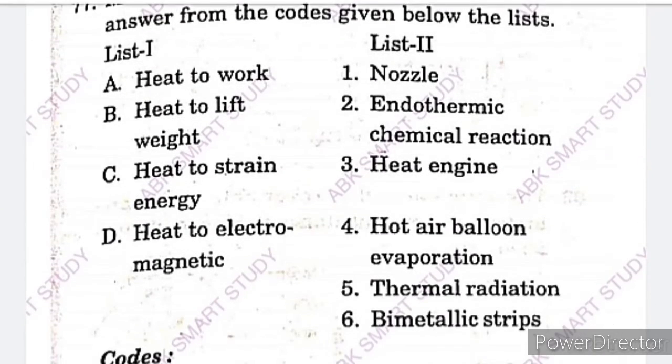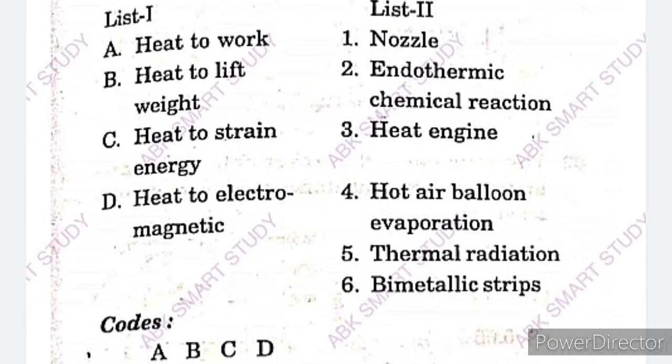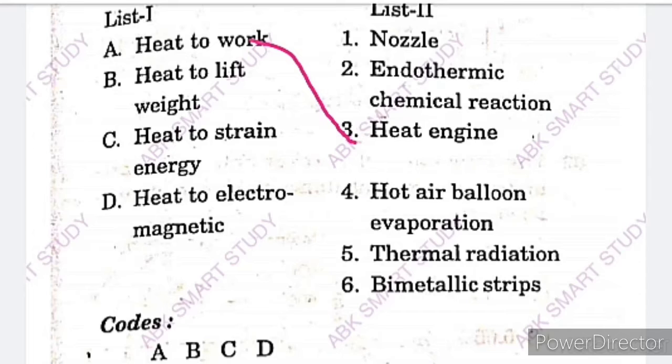Match list 1 with list 2 and select the correct answer from the codes given below. So here again list 1 and list 2 are given. For conversion of heat to work, we use a heat engine. Then heat to lift weight: here we use hot air balloon evaporation. For lifting of weight we use hot air balloon evaporation.